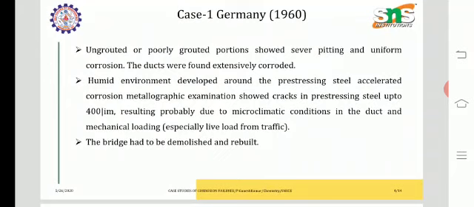After this, the bridge was demolished and rebuilt in 1980. So within a span of 20 years, the life of this bridge collapsed because of its poor grouting.